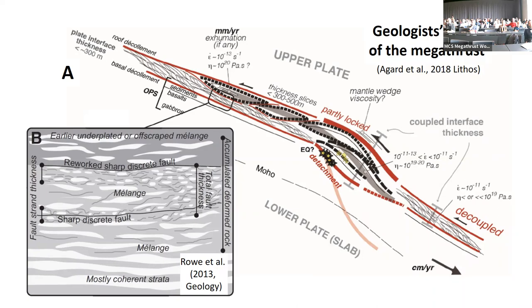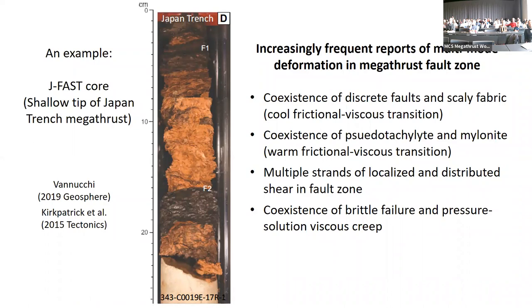Take one example. This is the very shallow end, the Tohoku-Oki JFAST drilling, the core from JFAST drilling. And that core shows there are discrete faults here. They certainly slip, discrete, and maybe they slip all of a sudden in earthquakes. But adjacent to these, we have a scaly fabric. Scaly fabric typically indicates some kind of more ductile, slower deformation. So that's the complication here.